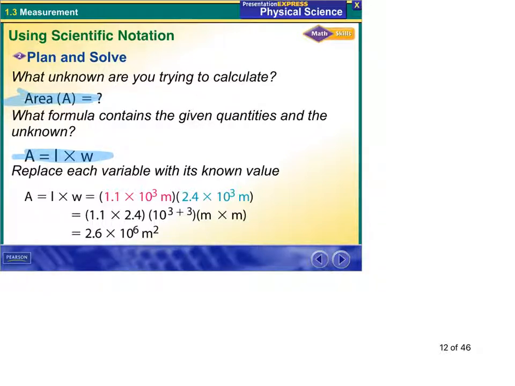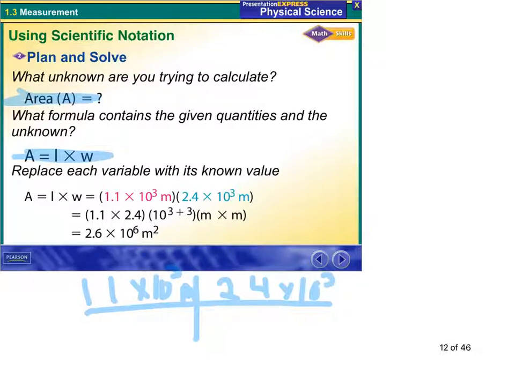Now when I write these out, and as we do them during the course of the year, I'll be writing them out using a little calculation box like this. So we do 1.1 times 10 to the third meters, times 2.4 times 10 to the third meters. It's just a nice way to keep track of our information. We multiply the numbers, 2.4 times 1.1, and we get 2.6. We add the exponents, the third and the third, which gives us 10 to the 6, and meters times meters is meters squared. So altogether we get 2.6 times 10 to the 6 meters squared.